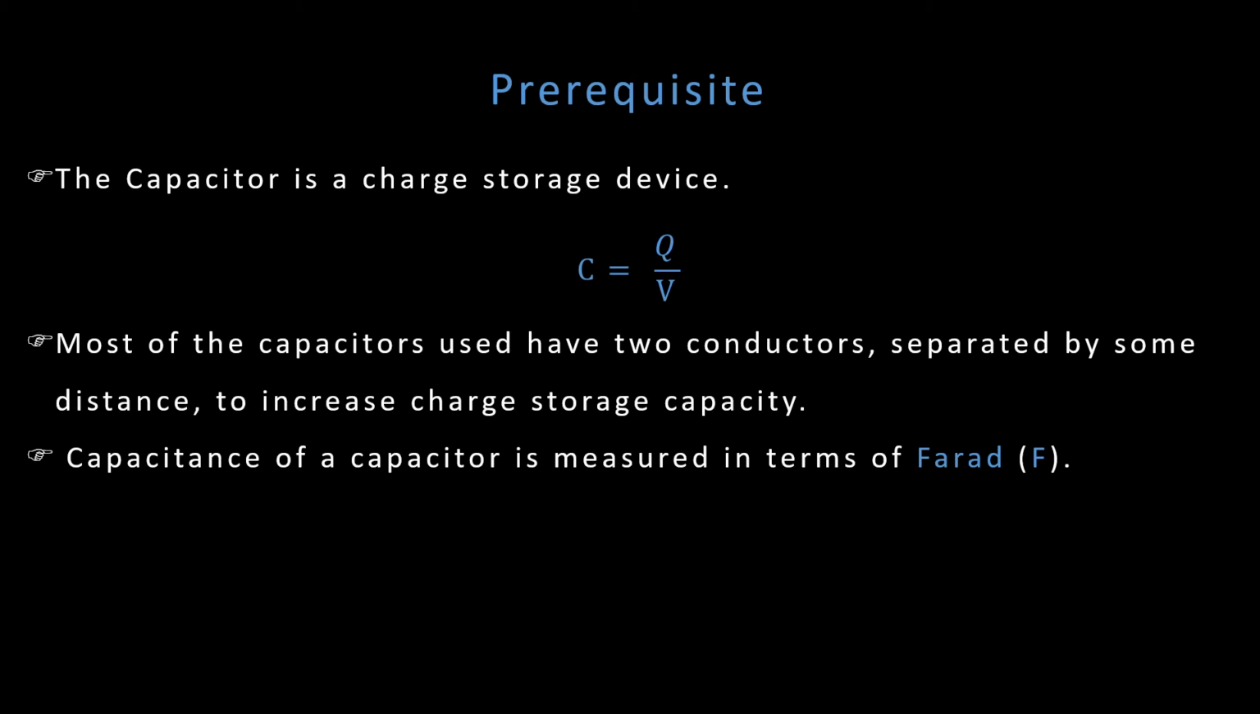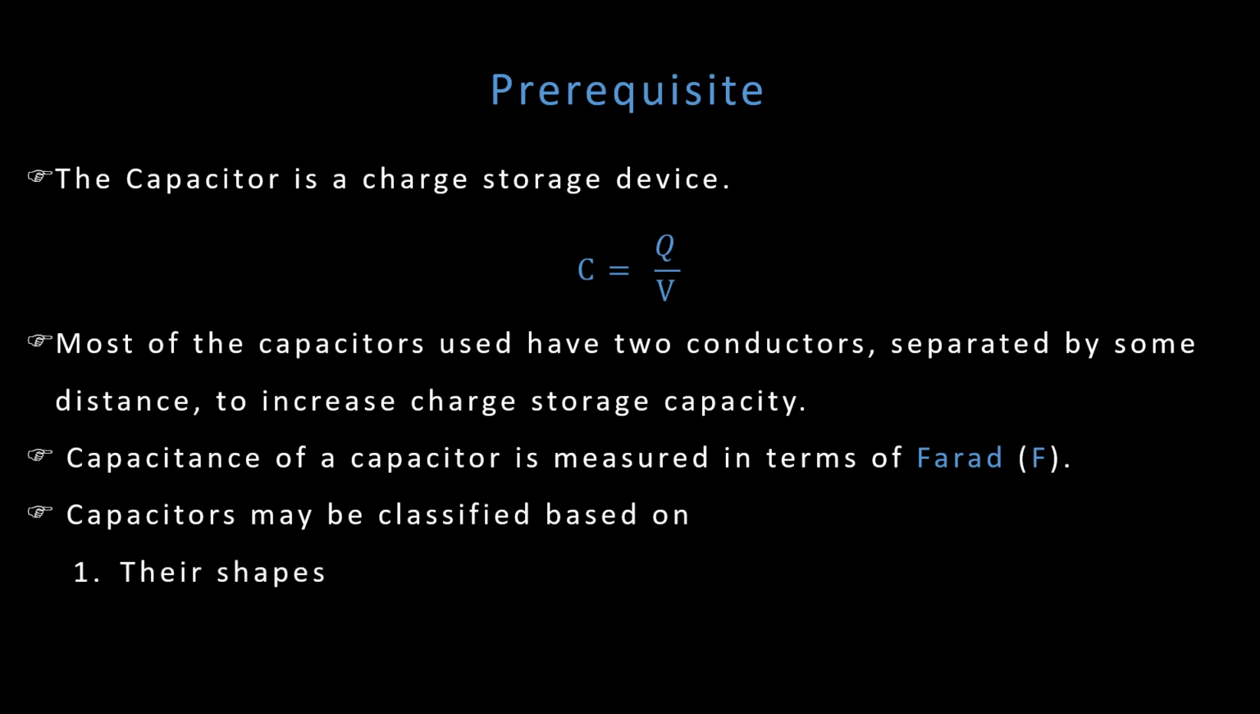Capacitance of any capacitor can be measured in terms of farad, but as mentioned earlier, farad is too large unit, and so most of the time capacity is measured in terms of microfarad. And we also know that capacitors may be classified based on their shapes or based on the medium between two conductors. So with these prerequisites clear, we can start with the topic.